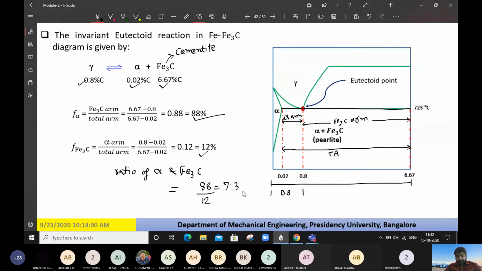Okay, so that's why it is written over here that the thickness of this alpha will be 8 times in comparison to that of Fe3C. So if you are having 0.8% carbon, then you heat it up to the gamma region. Suppose you have heated to the gamma region, so there will be gamma boundary only. So everywhere gamma will be there.